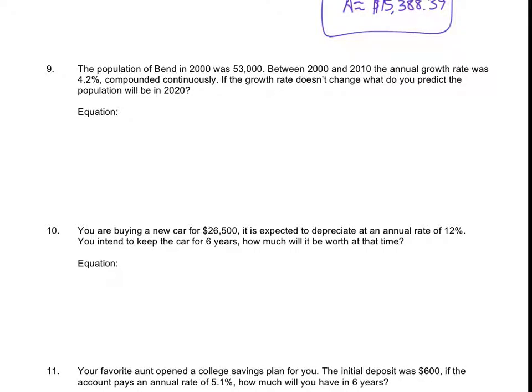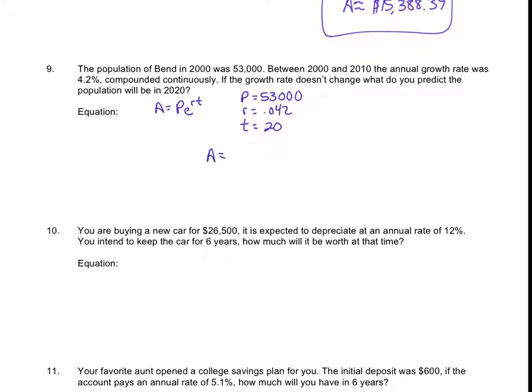Number 9, we're looking at the population of Bend, which starts off at 53,000. It's growing at a 4.2% rate over a 10-year period. Since it's compounding continuously, we're going to use A equals P times e to the RT. So P is our starting amount, 53,000. R is our rate, which is 0.042. And we're looking at a time from 2000 to 2020, so our time is going to be 20 years.